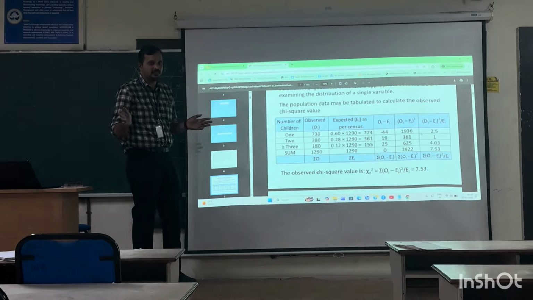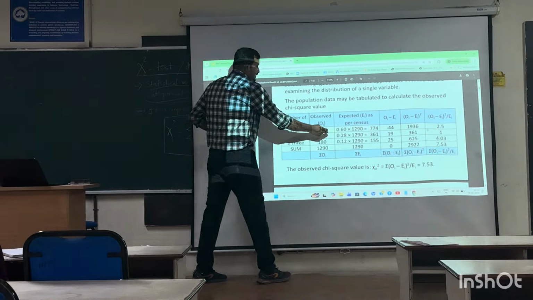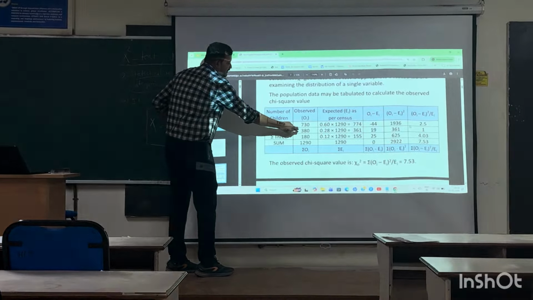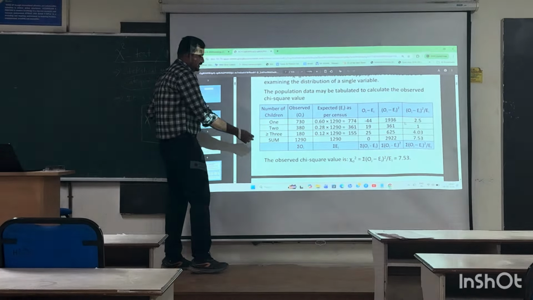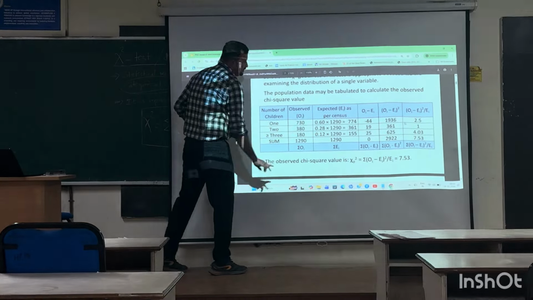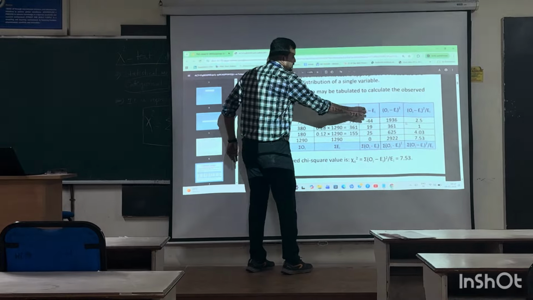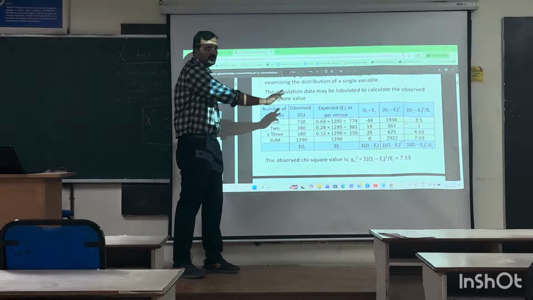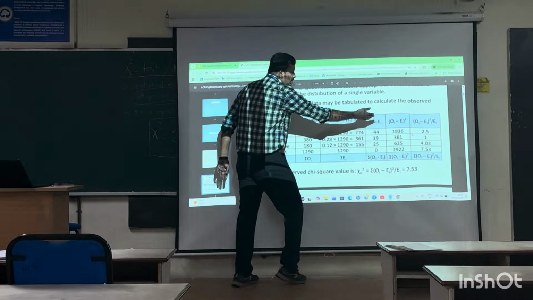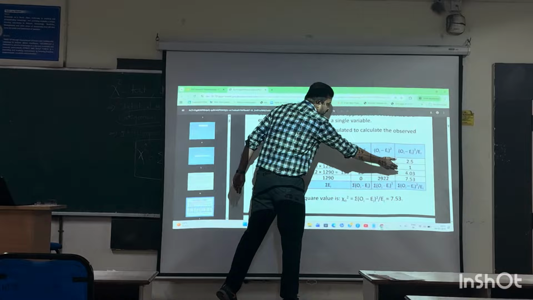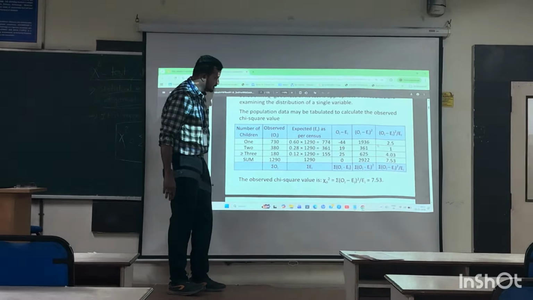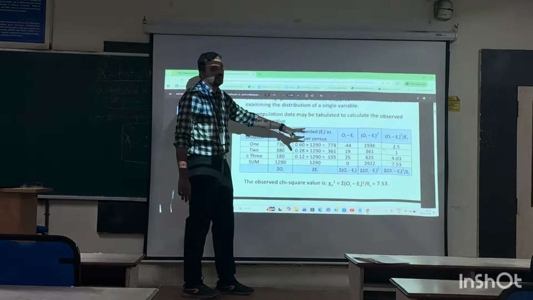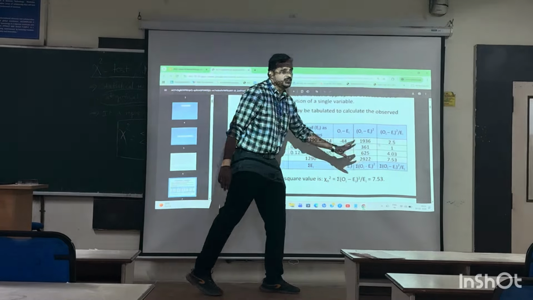Some values differ. Here for two children, the census value is 361, but you observed, you went to the field work, and you got 380. Here 180, but the census is 155. So you have the observed value as well as the expected value, and expected is the census value. Then you square the differences and substitute in the formula. From the overall summation, you get the observed chi-square value for this field work as 7.5.